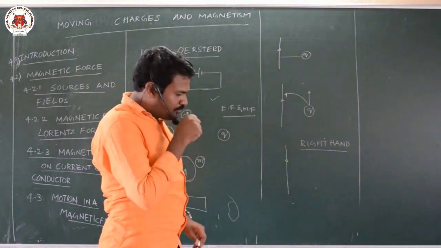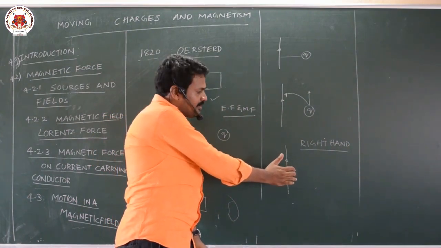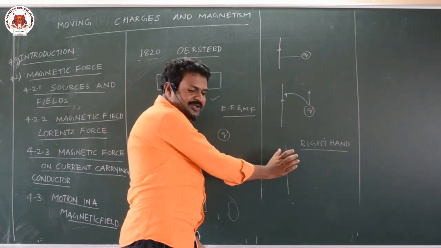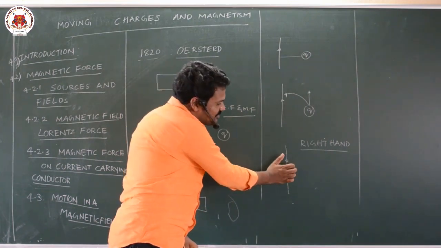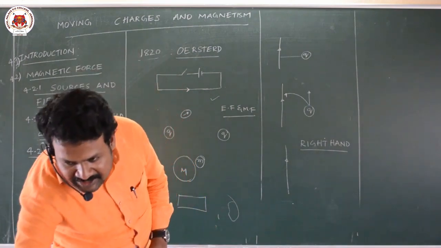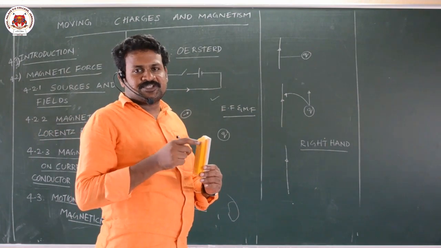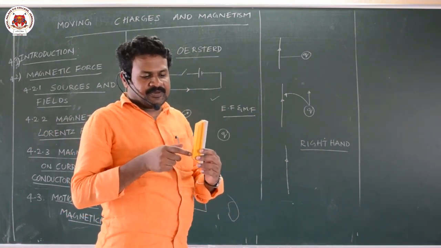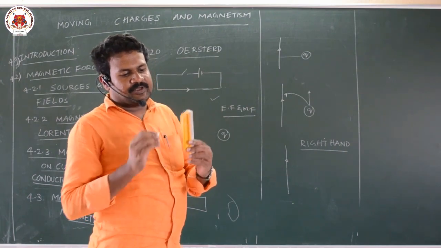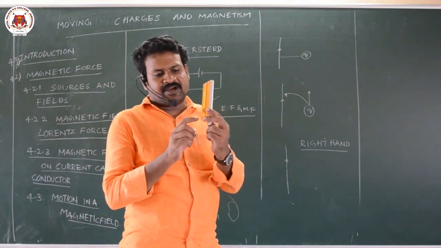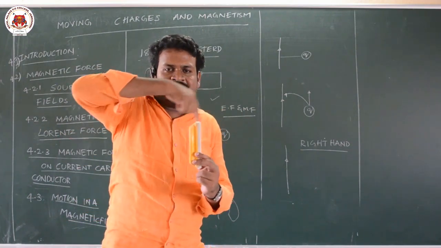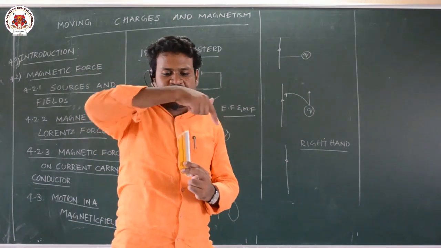You have to hold the conductor in such a way that the thumb is pointing towards the direction of current, and the curled fingers will give the direction of the magnetic field. Suppose you take this as a wire carrying current. If current is going from bottom to top like this, this is considered as a wire. Current is moving from bottom to top. Around this wire there will be magnetic field lines. Around this wire magnetic field will be there.